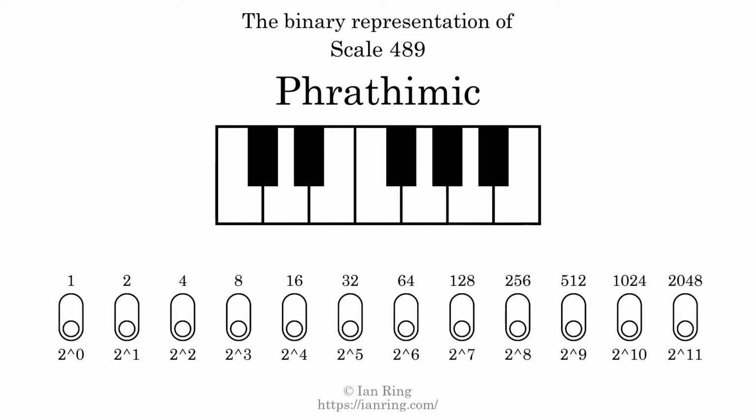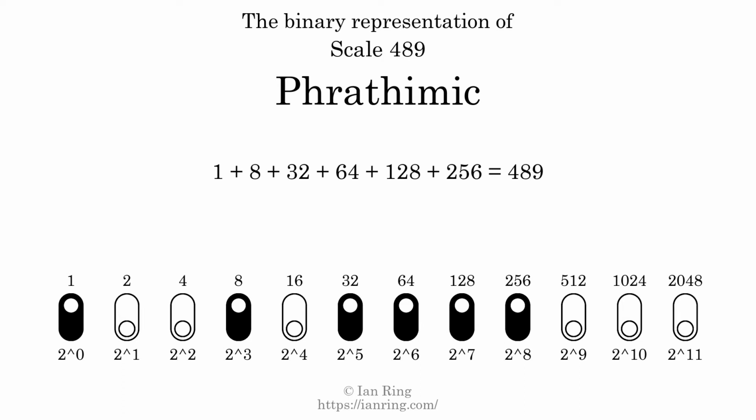The binary representation of this scale is determined by mapping tones of the scale to binary digits. Each binary digit represents a power of 2. To get the scale number, we add the powers of 2 together. The powers of 2 that are present in the scale, all added together, equals 489. That is why the scale number, in decimal, is 489.